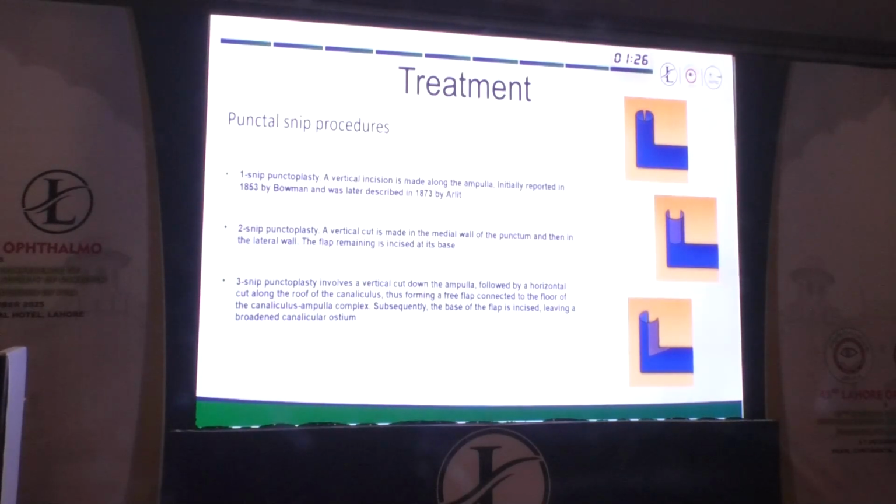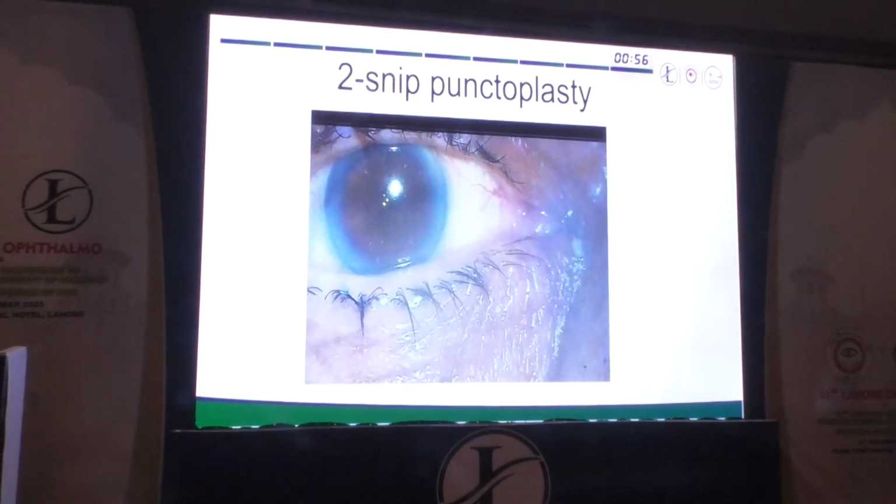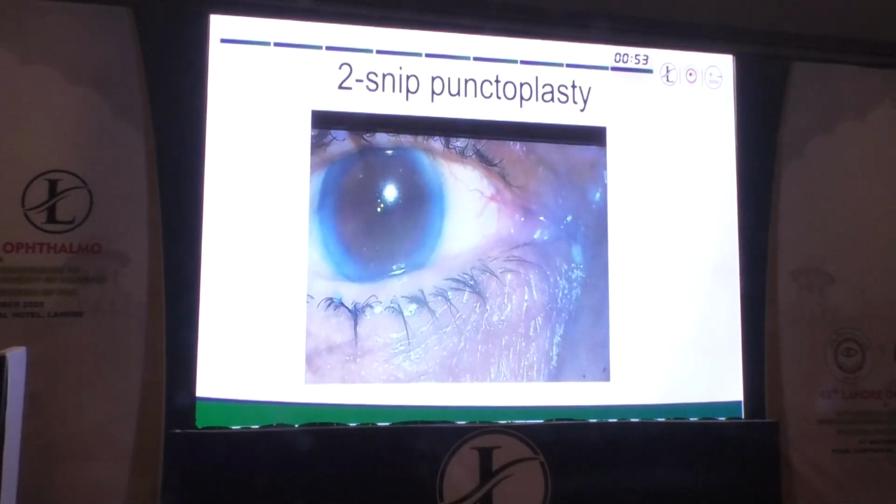The other way to manage it is by punctal snip procedures. You can do a 1-snip, 2-snip, or a 3-snip procedure. I am mainly an advocate of 2-snip punctoplasty, where you make a vertical cut in the medial and the lateral wall of the vertical part of the canaliculus, and then remove the posterior wall of the vertical canaliculus, the first 2 millimeters. So I'll just show you a small video of that.